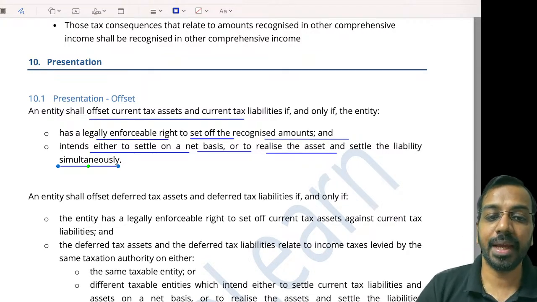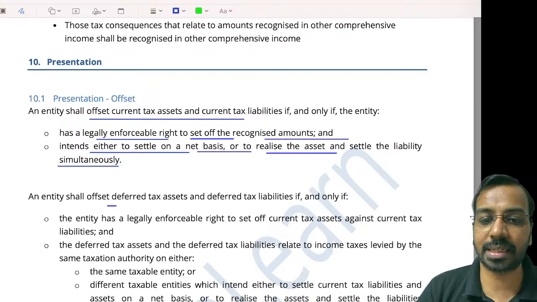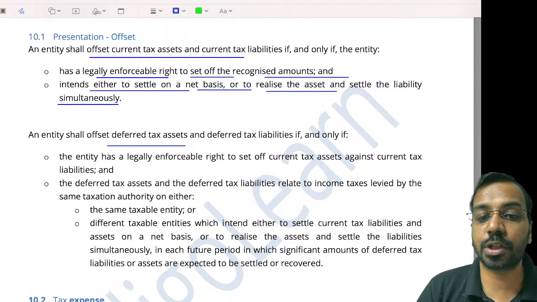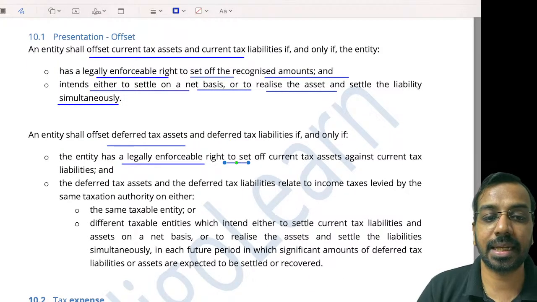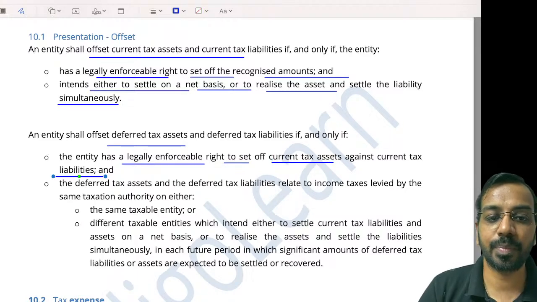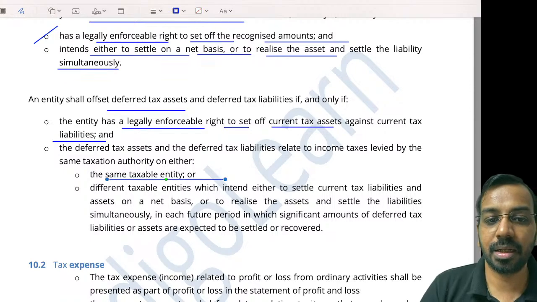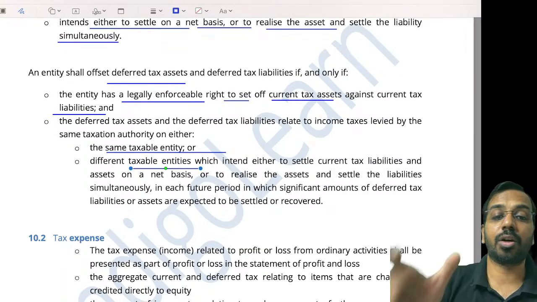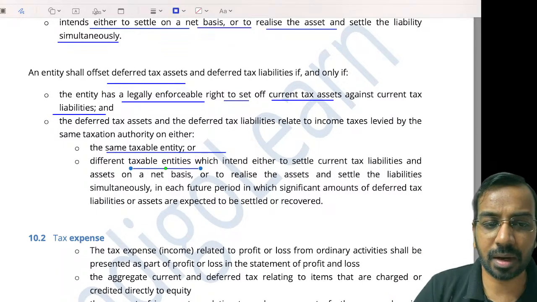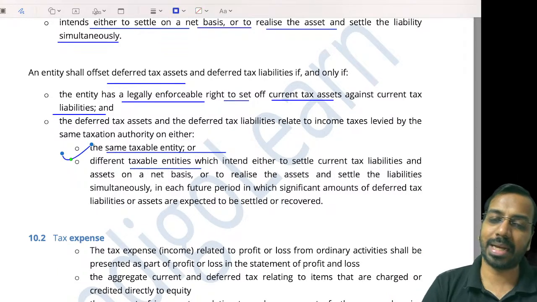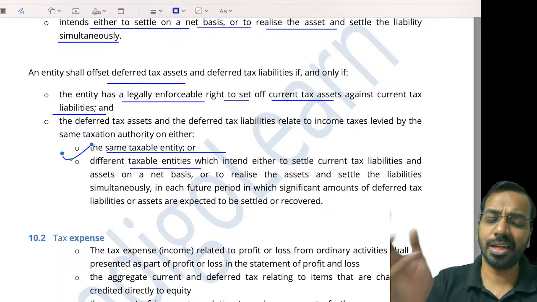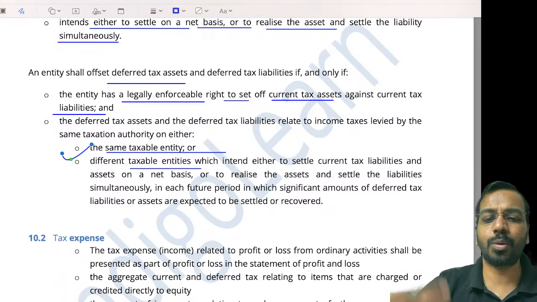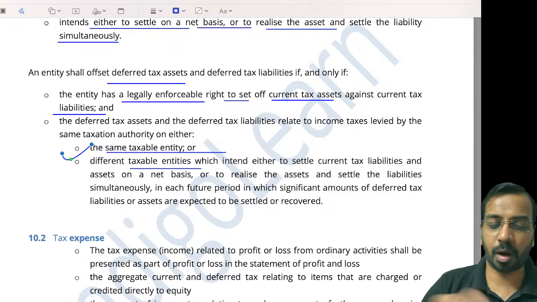Same way, you can offset deferred tax asset and deferred tax liability if you have a legally enforceable right to set off current tax asset against current tax liability, and they are related to the same entity, or it may be related to different taxable entities, but they intend to settle on a net basis, right? Most likely in our case we will see the same taxable entity. For different taxable entities you will not have the ability to offset them against one another.